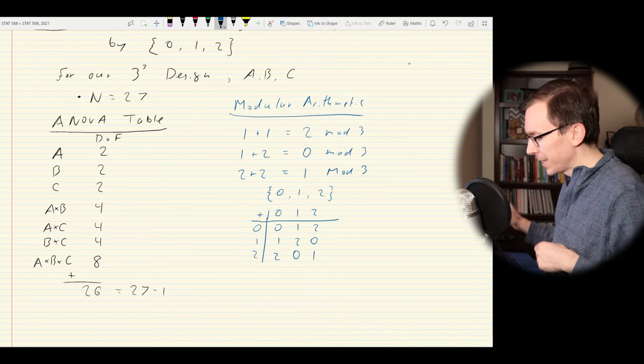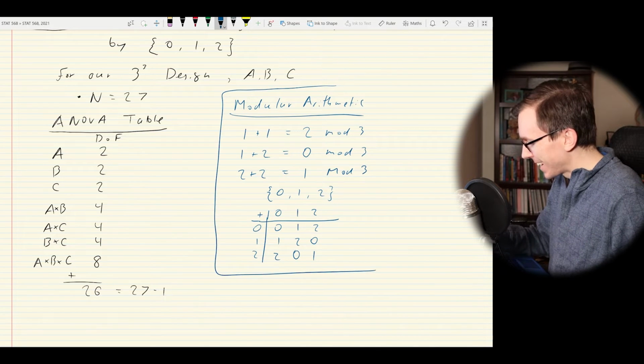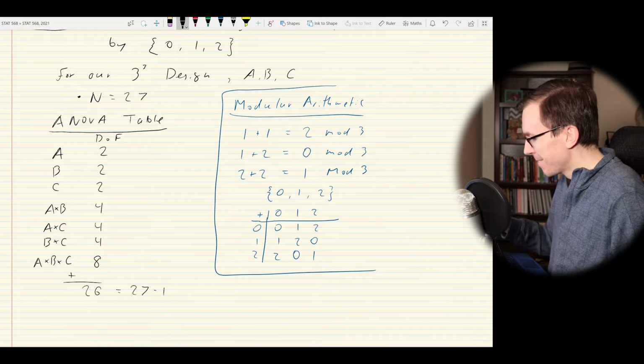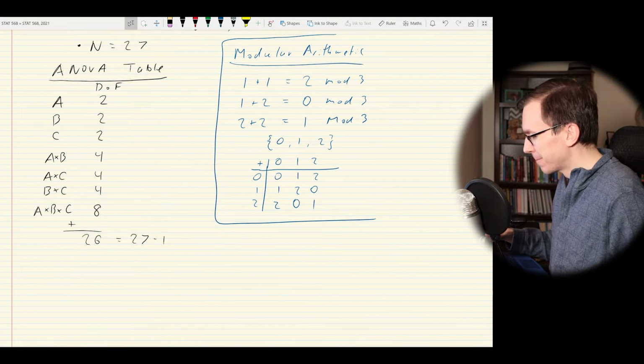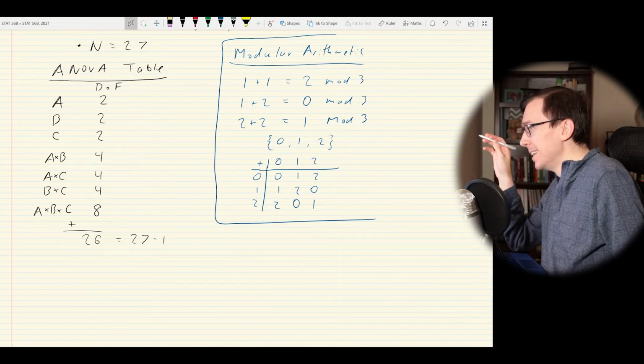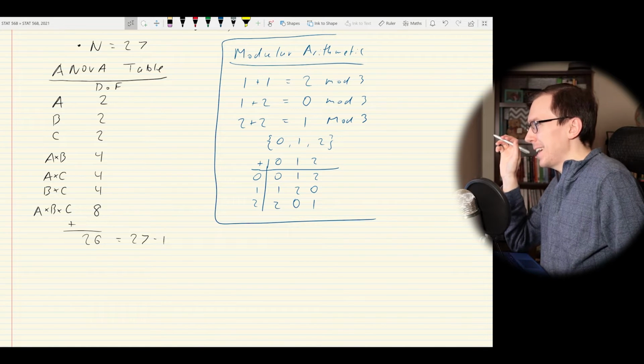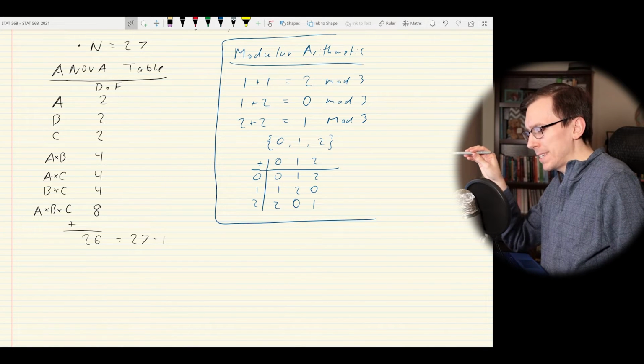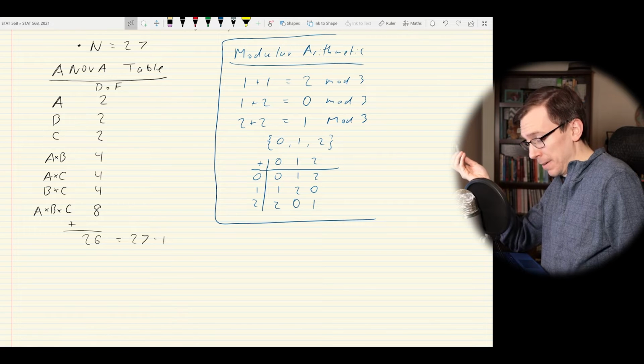There is a point to showing you that. That's going to come up in 1 second, so it's not just a complete tangent for no reason. Because what we need to do is try to understand a bit about what it means to have A and B interacting.